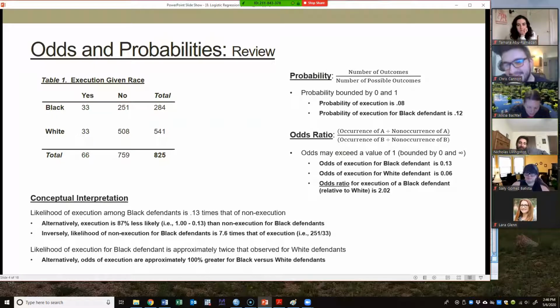If the odds of execution for black defendants were equal to white defendants, what would my odds ratio be? 0? Or what? It'd be 1. It'd be 1, right? So again, when we're talking about odds, 1 always is neutral.